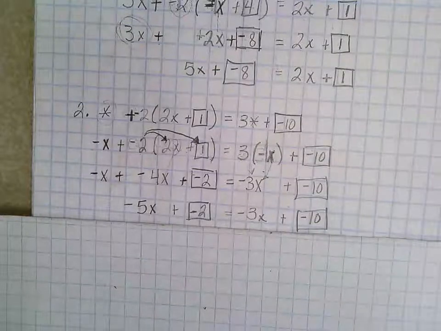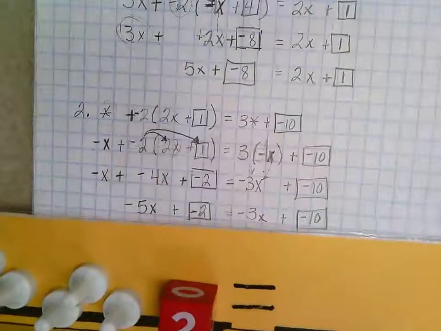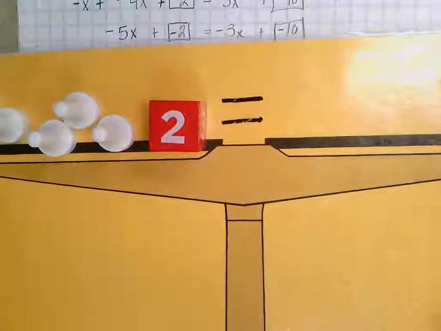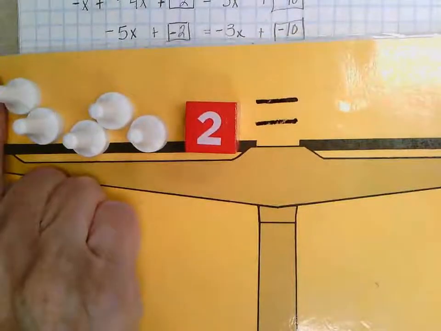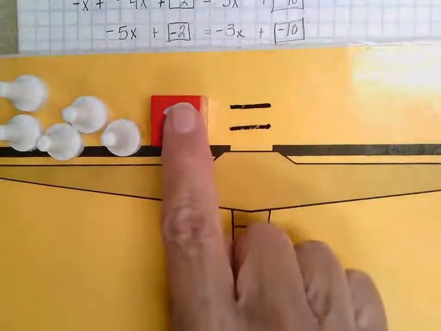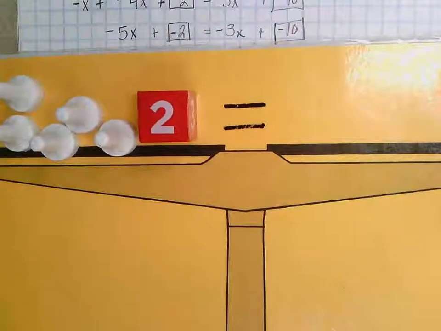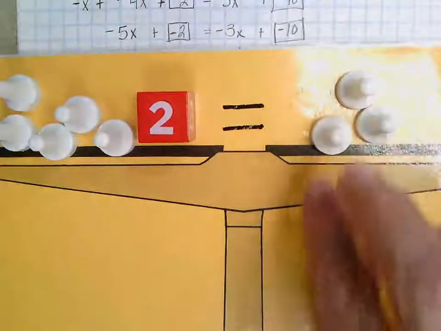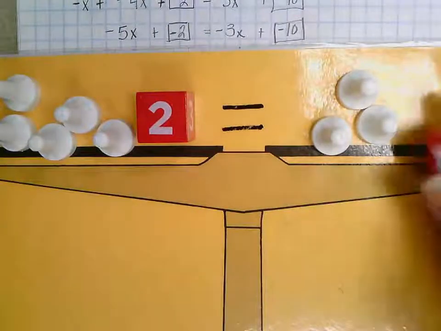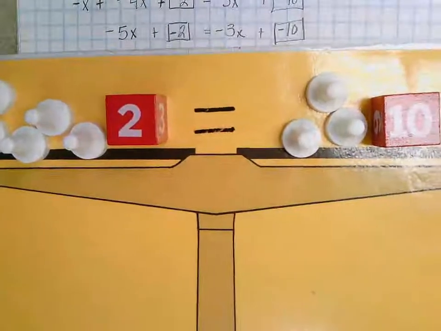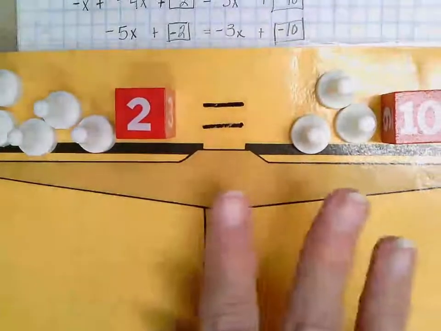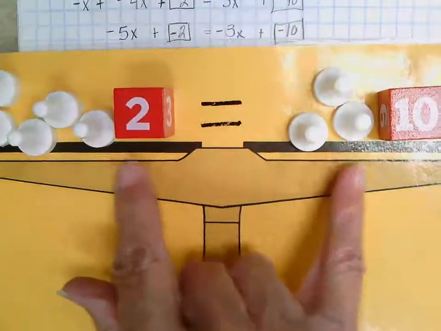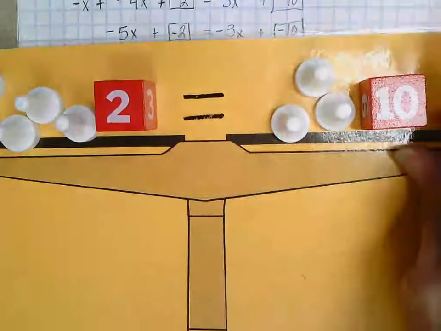Okay, to set it up then, I'm going to have 5 white pawns on the left and a negative 2 block, and on the right I'm going to have 3 white pawns and I'm going to have a negative 10 block. Now, right now I can see I've got pawns and numbers on both sides. The good news is my pawns are all the same color and my blocks are all the same color.